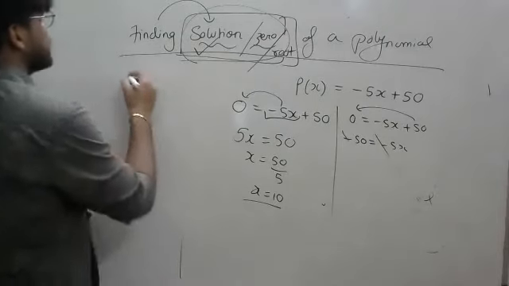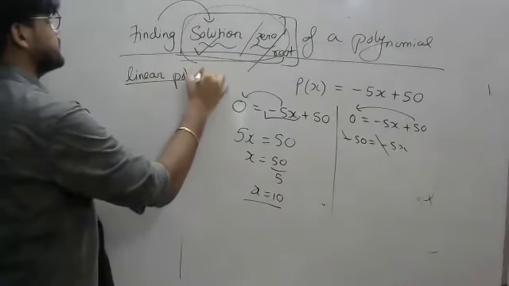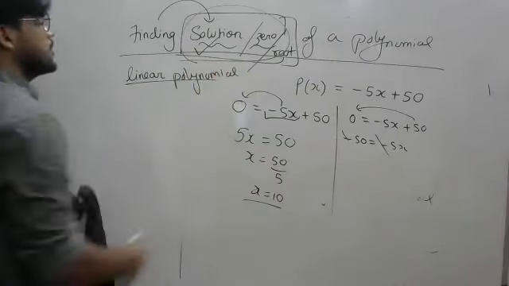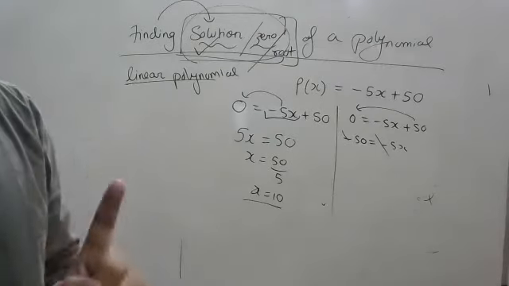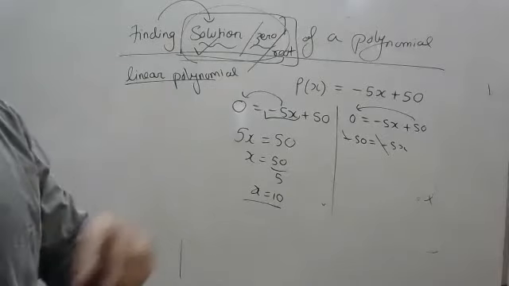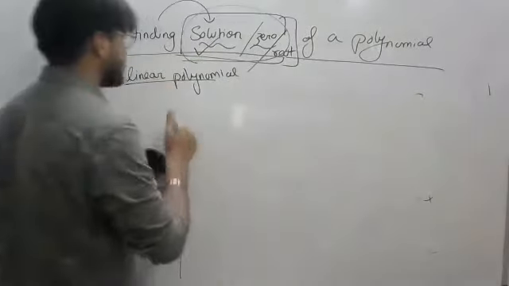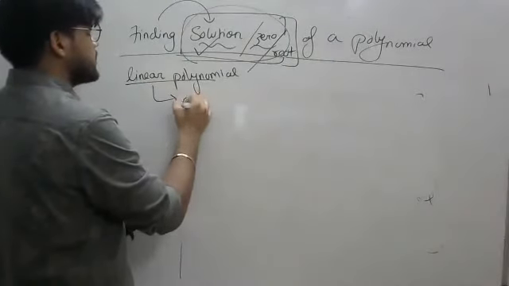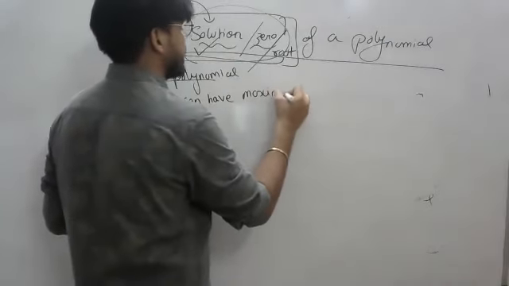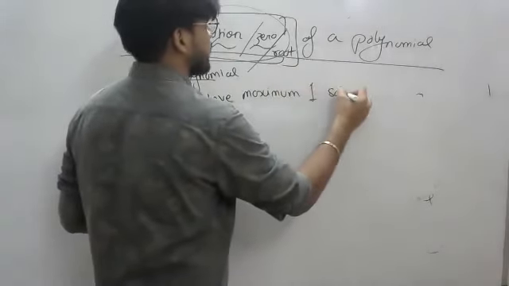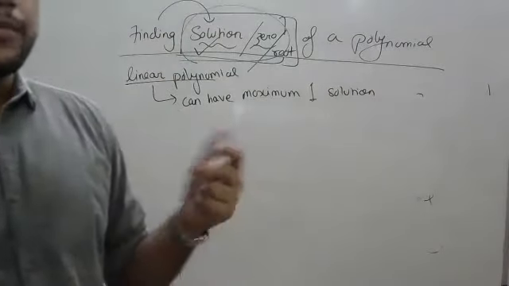This is a solution only for a linear polynomial. A linear polynomial can have only one zero or one solution at maximum. It can have only one zero at max. A linear polynomial can have maximum one solution. That means it won't have two values where the polynomial becomes 0.